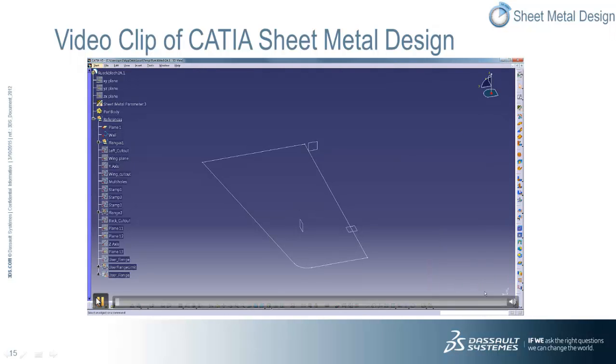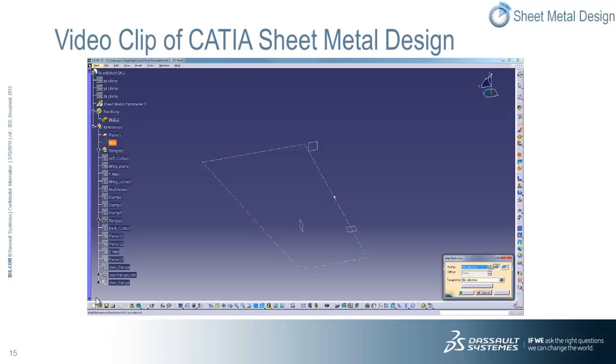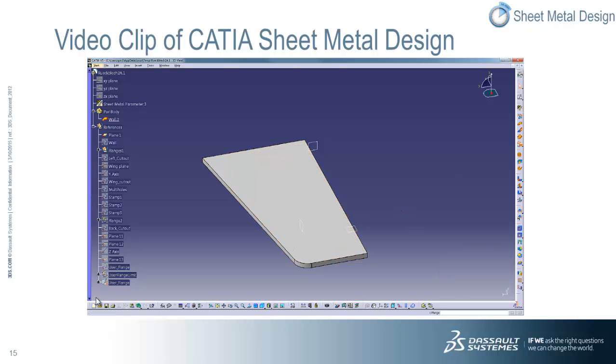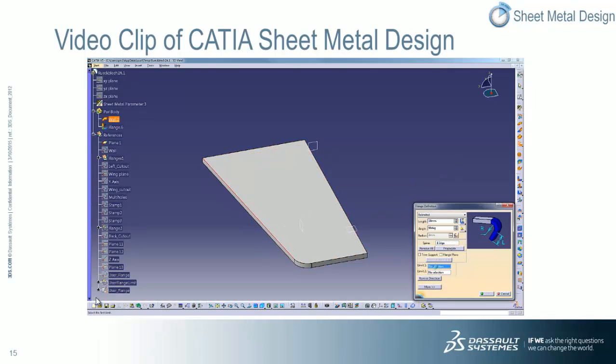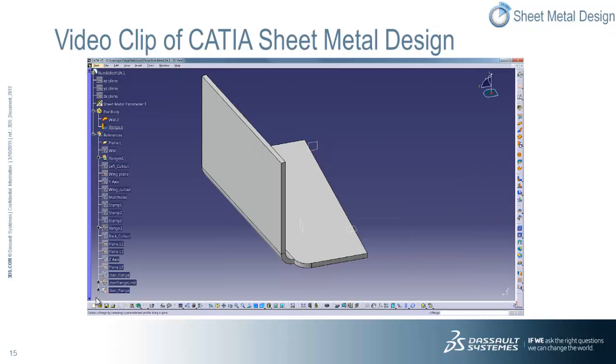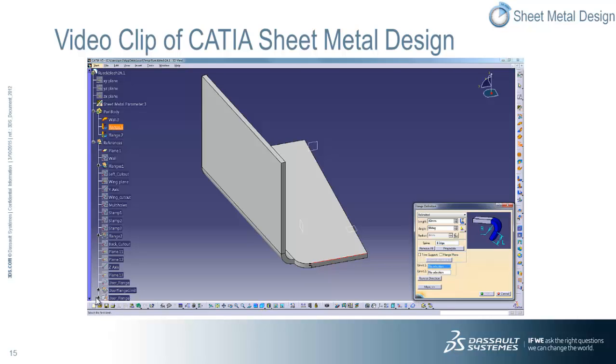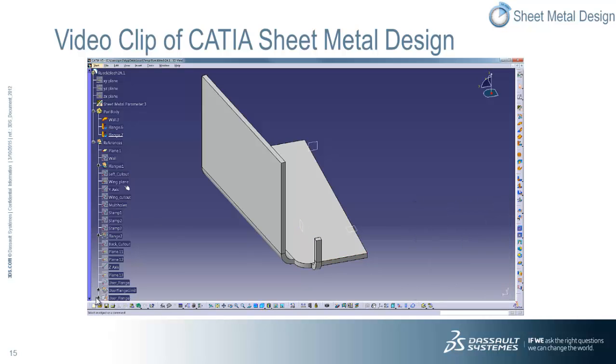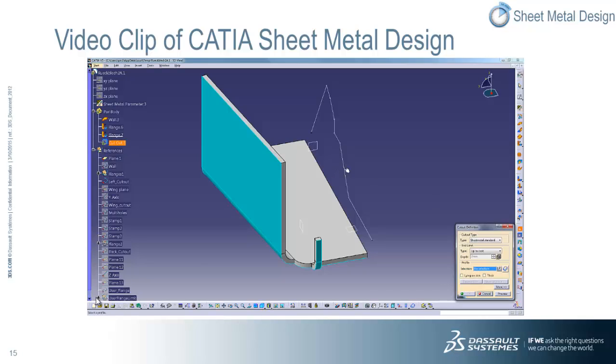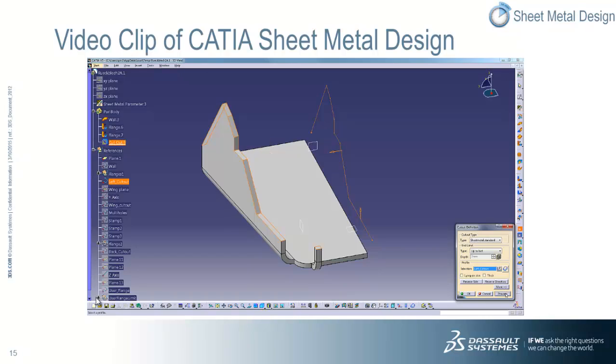We'll start with a profile and we'll do a wall definition for the first wall. We'll then define a flange with a specified length, angle, and bend radius. We then create a second flange and specify the appropriate limits through the use of predefined planes. Next, we create a cutout on the flange using a cutout profile to trim the flange and create the desired pattern.